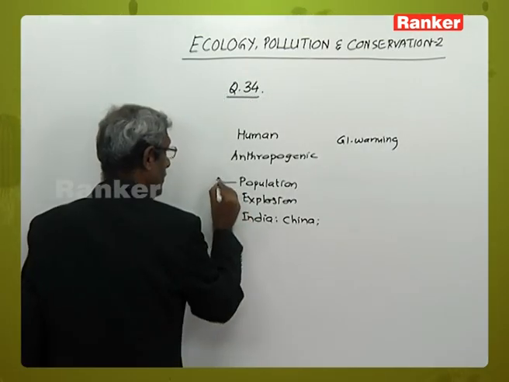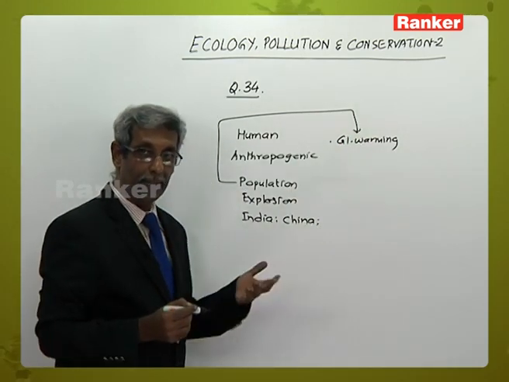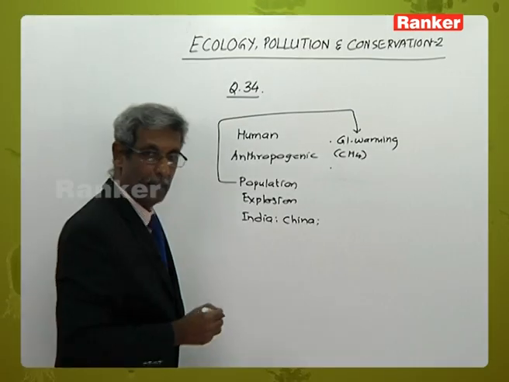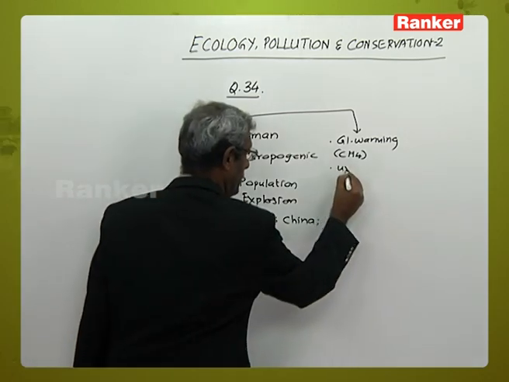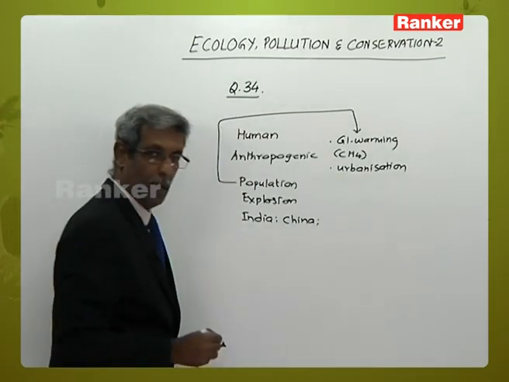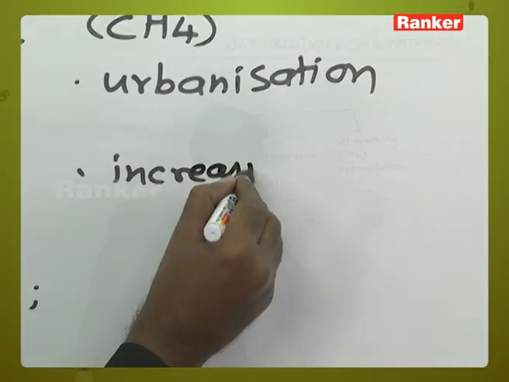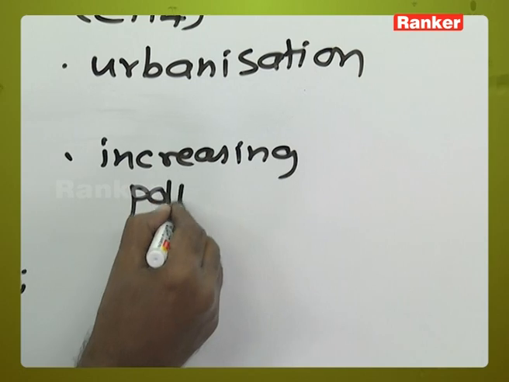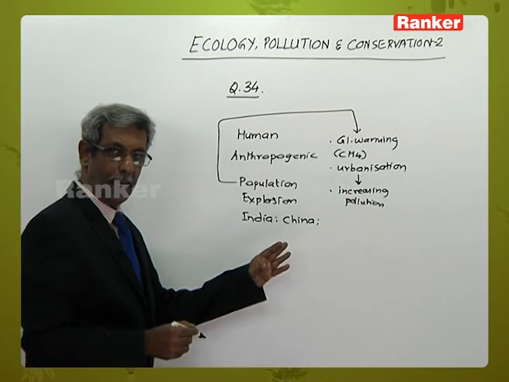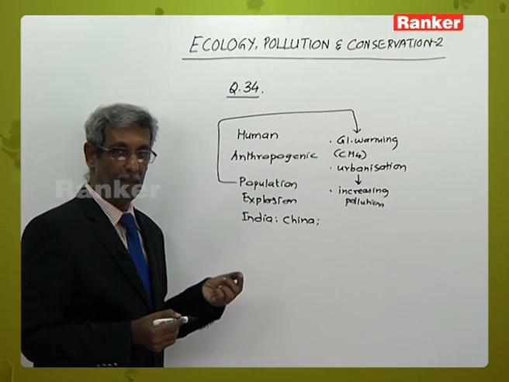That is, there is a link between population and global warming. More carbon, in terms of methane gas, and it has led to more urbanization due to migration, etc., and more affluence, and thereby it has led to increasing pollution. So, always in environmental issues there is a link between a cause and an effect predominantly.